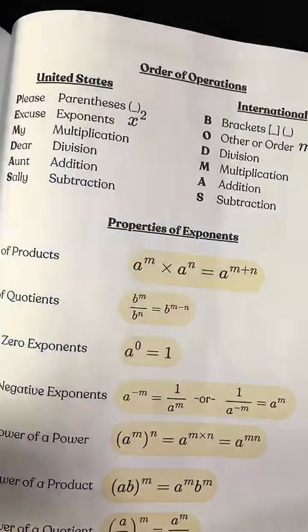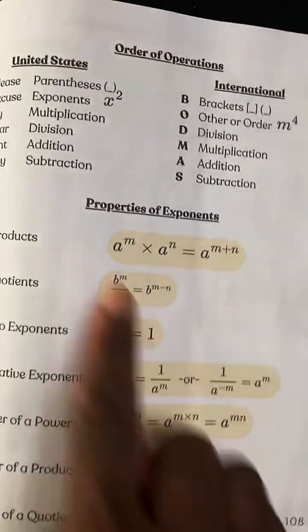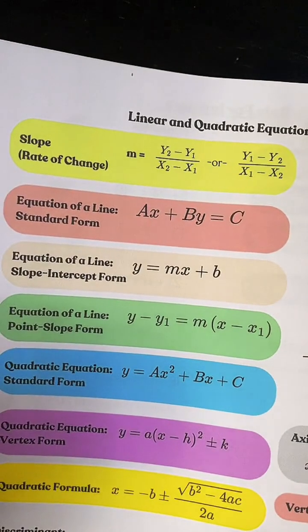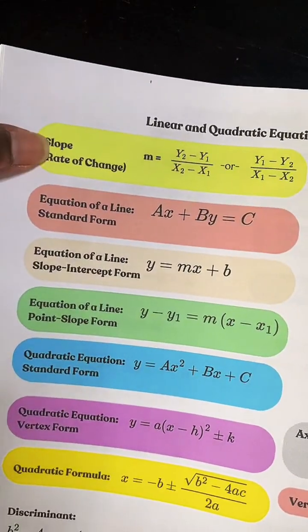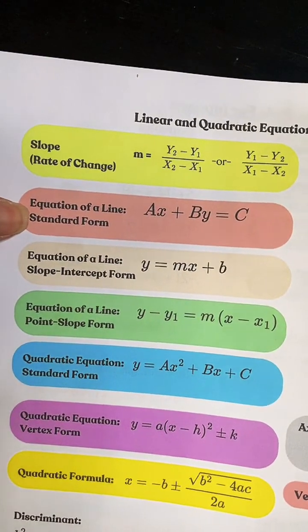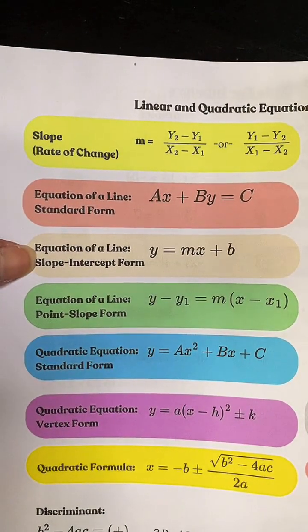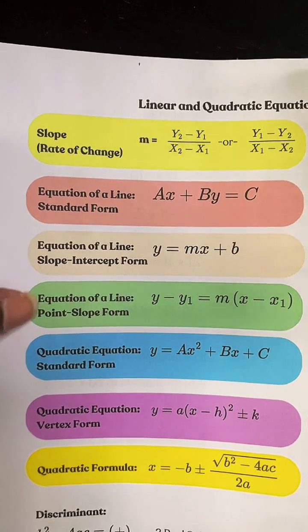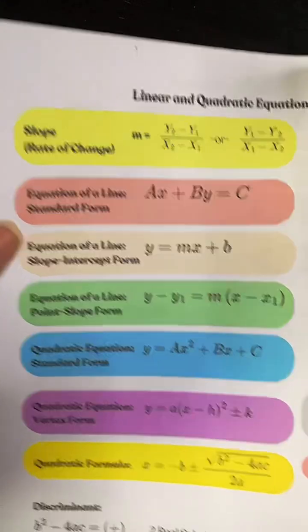In addition to the order of operations, we got the properties of exponents. We're looking at linear and quadratic equations. So we looked at slope. Here's, remember, standard form. We talked about that. Slope-intercept form. We didn't quite do point-slope form. I might throw that in there before I skedaddle.